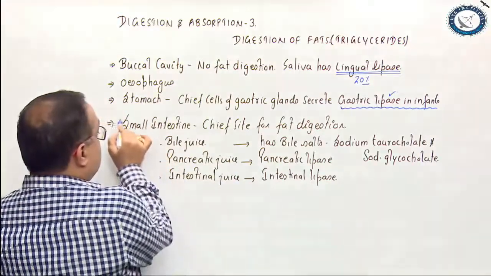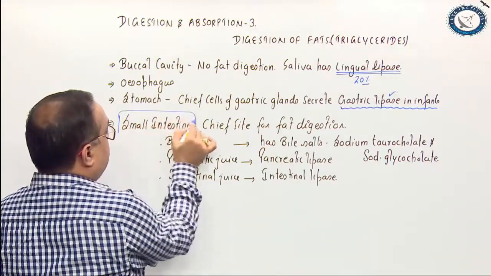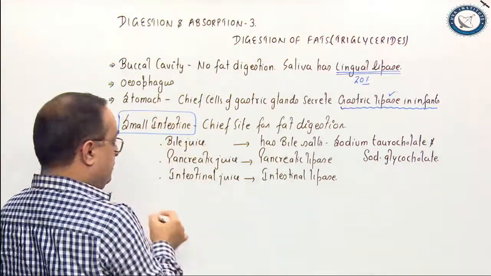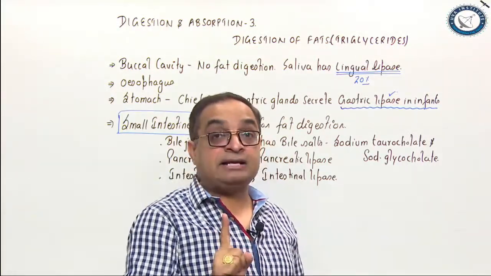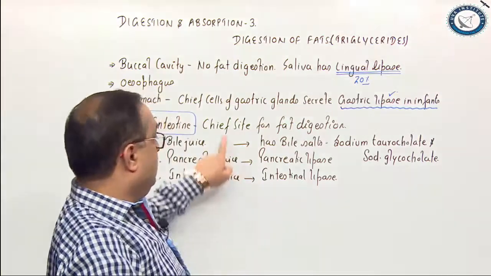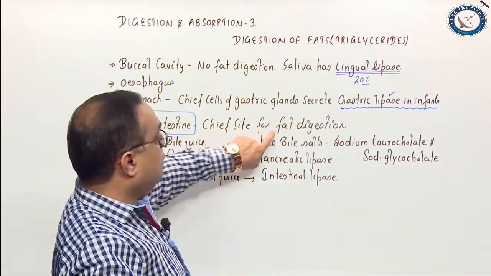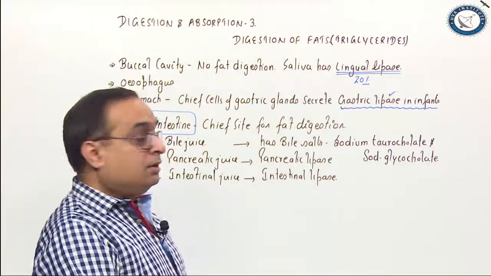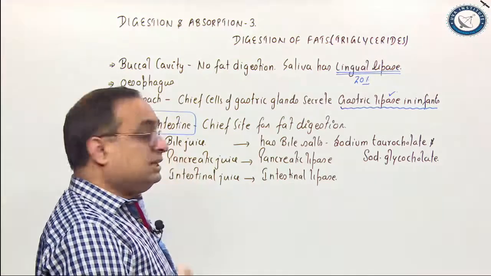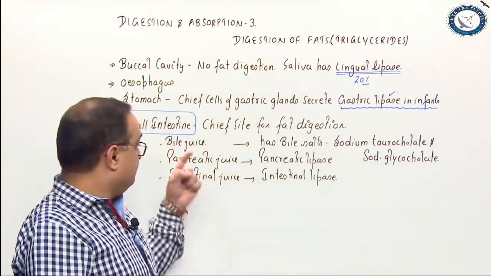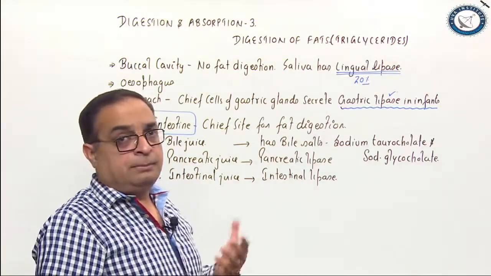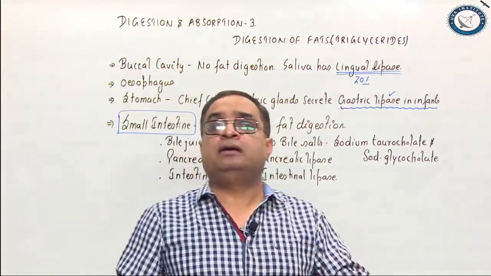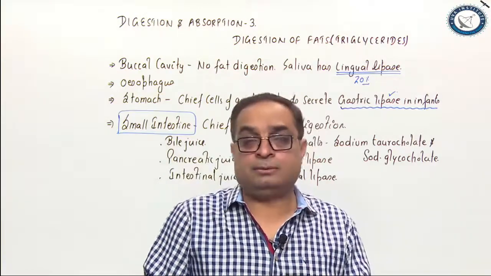Then comes the small intestine. Please remember that the small intestine is the chief site for fat digestion. I have written here, it is the chief site for fat digestion. Small intestine receives 3 digestive juices: bile juice, pancreatic juice, intestinal juice. Bile juice, we know, is produced by the liver and stored in the gallbladder.